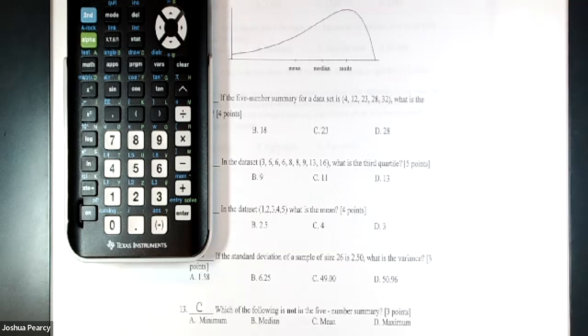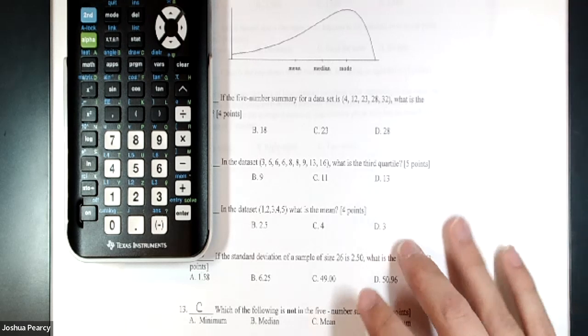Which of the following is not in the 5-number summary? The answer is right there. The mean. So remember, it's the minimum, the first quartile, the median, the third quartile, and then the maximum. So the mean is not in there.